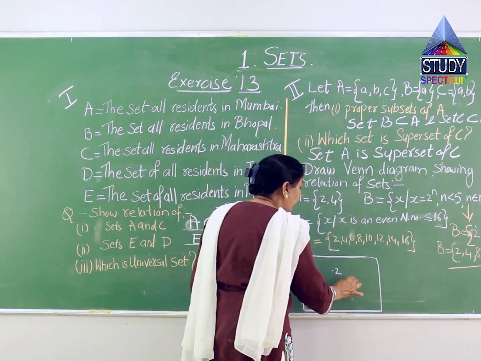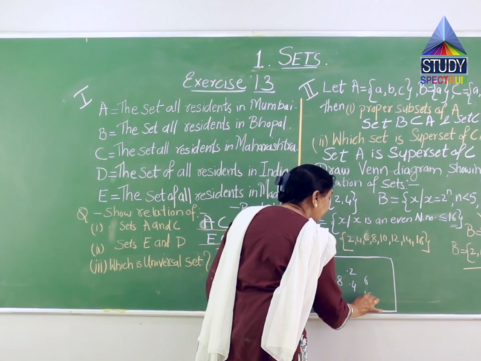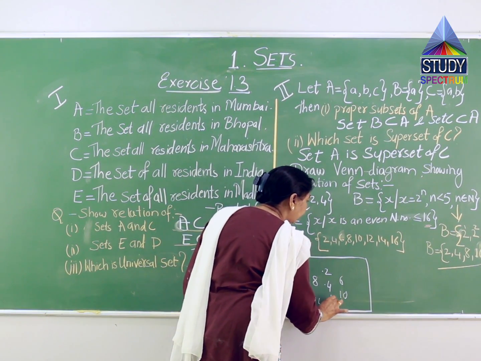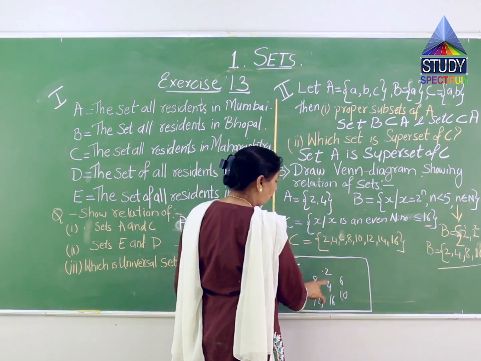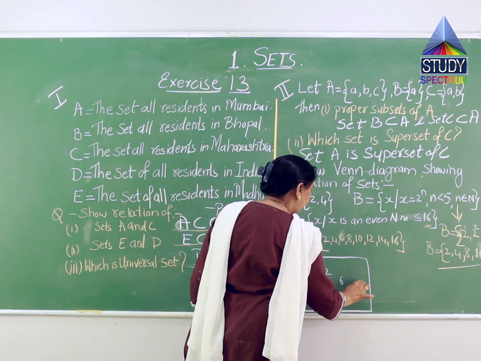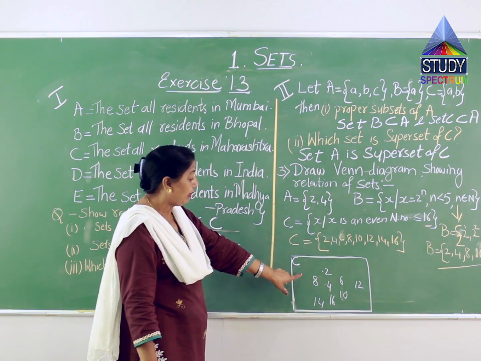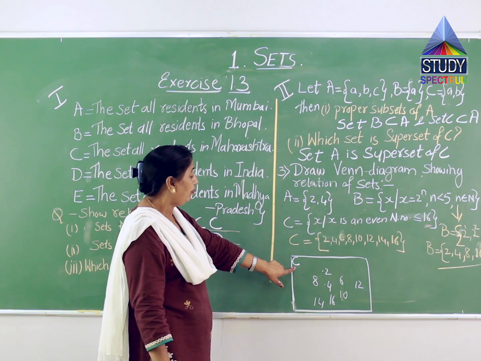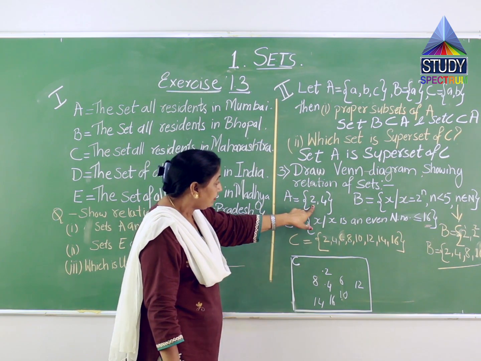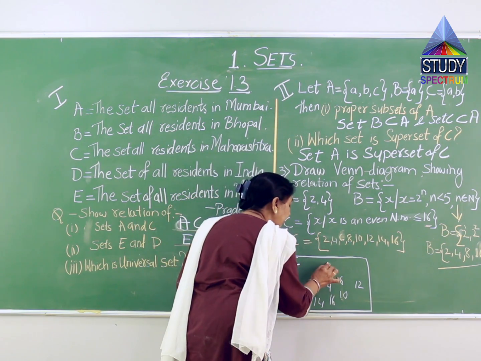So 2, 4, 6, 8, then 10 is there, 14 is there, 16 is there, right? So 2, 4, 6, 8, 10, 12 I have not written, 12 I will write, 12, 14 and 16. So these are the elements which are in C. Now but I have to show A also. This set A has the elements which are already present in this set C. So I can represent here.